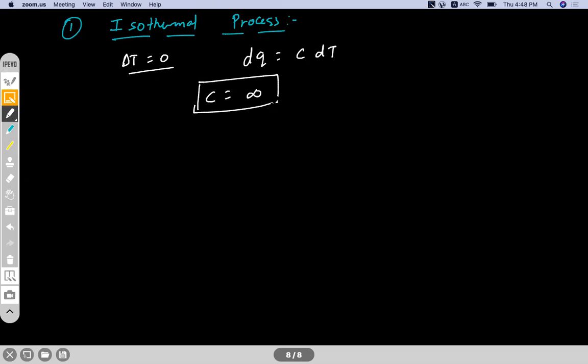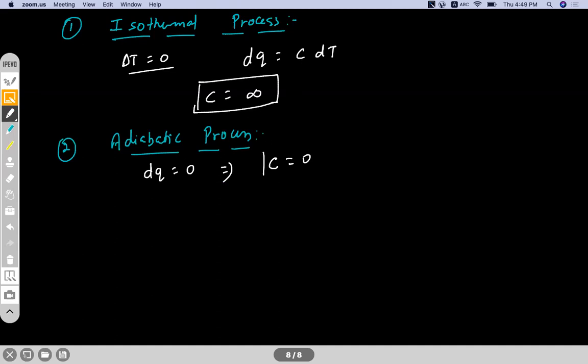Right? C is infinity. Similarly, if you talk about an adiabatic process. What is an adiabatic process? dQ is zero. So when dQ is zero, obviously from here you see C also becomes zero. So you see, it has a very wide range from zero to infinity. Its values may vary.